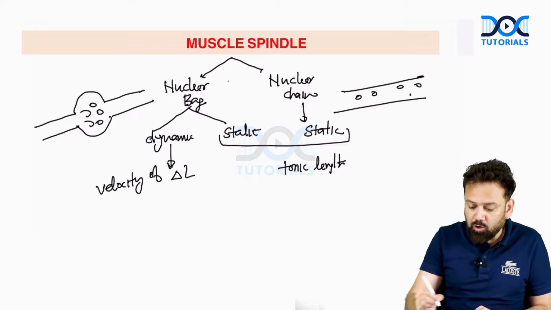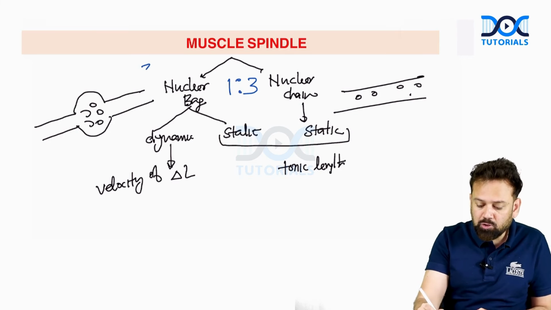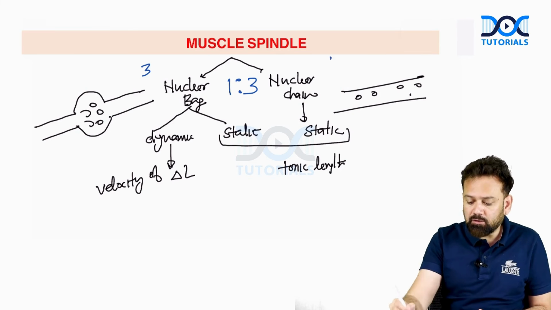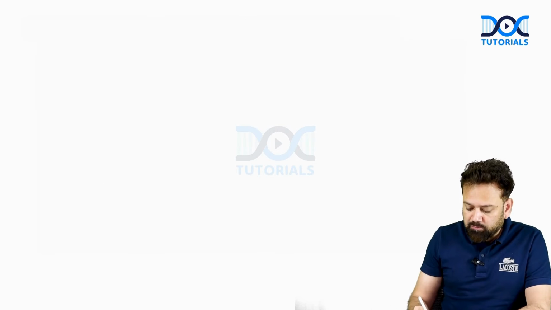Clear? The ratio of nuclear bag and chain is always 1:3. If we have 3 nuclear bags in one muscle, there will be 9 nuclear chains. The ratio is 1:3.